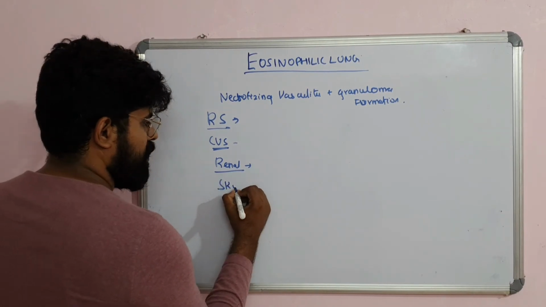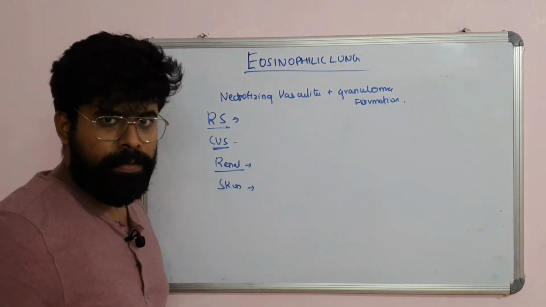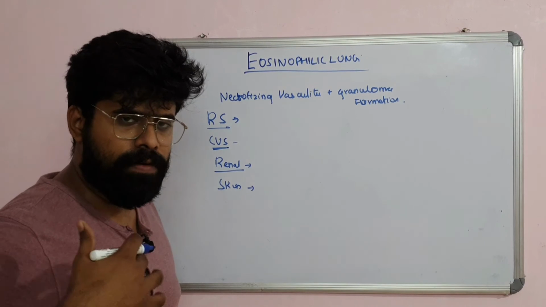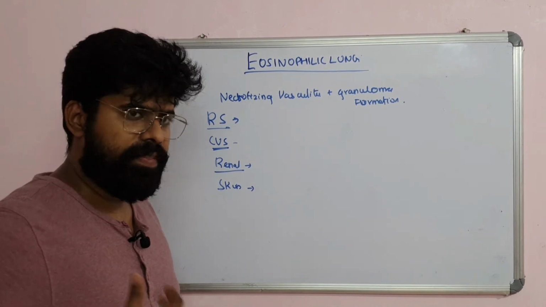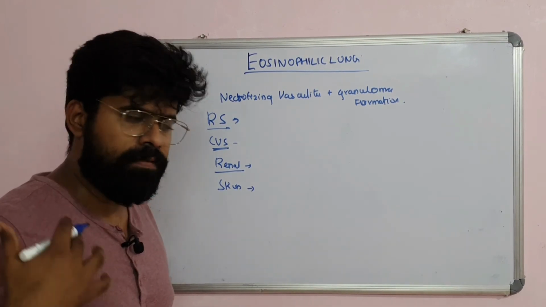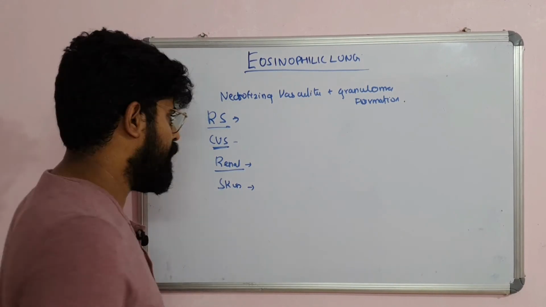The skin manifestations will be purpura, palpable purpura. They can have urticarial rashes, skin nodules, and livedo reticularis. Any finding can be present.